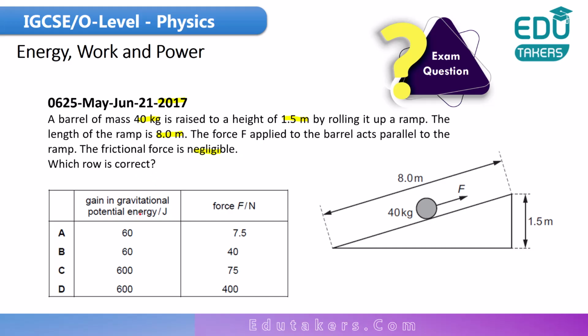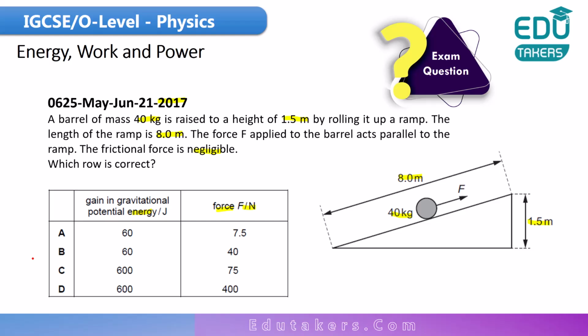Gain in gravitational potential energy, which is in joule, and the force, which is in Newton. First of all, see the figure here. You can see there is a mass of 40 kg and it's moving on a ramp. The height is 1.5 meter, but it covers a distance of 8.0 meter. Here you need to calculate the two factors. First of all, the gain in gravitational potential energy, and second is the force that is applied to the barrel.